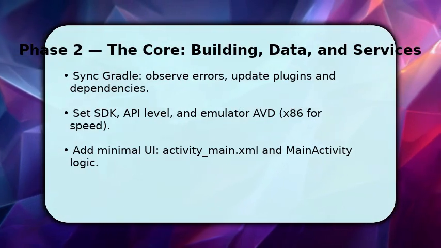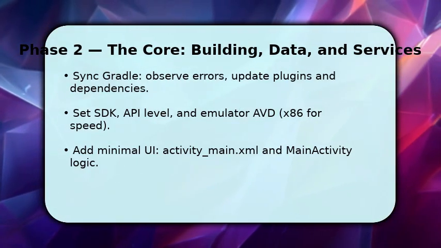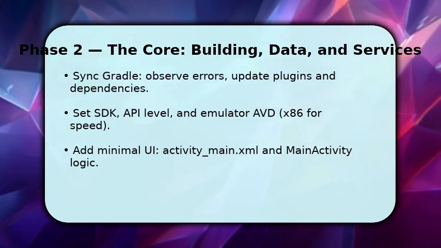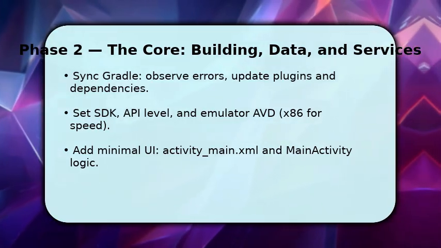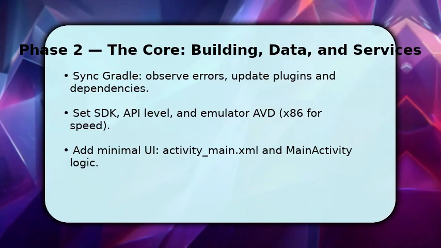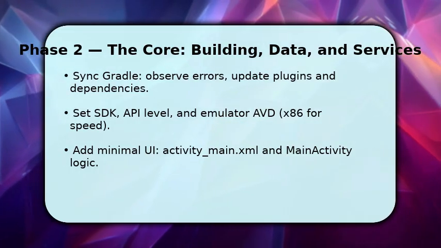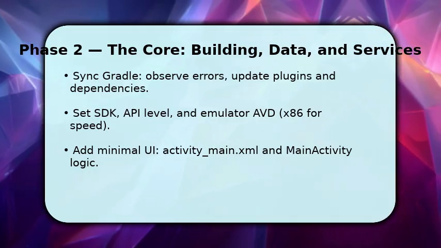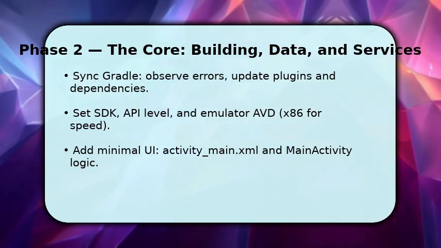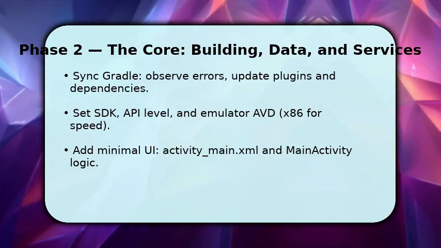Open project structure and confirm the SDK and API level match your device or emulator. Sync Gradle. If errors appear, update Android Gradle plugin or dependency versions. Gradle Sync resolves many issues. Create an AVD using an x86 image for speed and enable hardware acceleration.